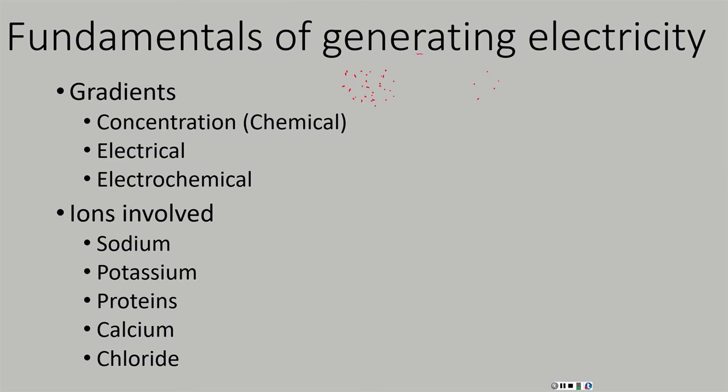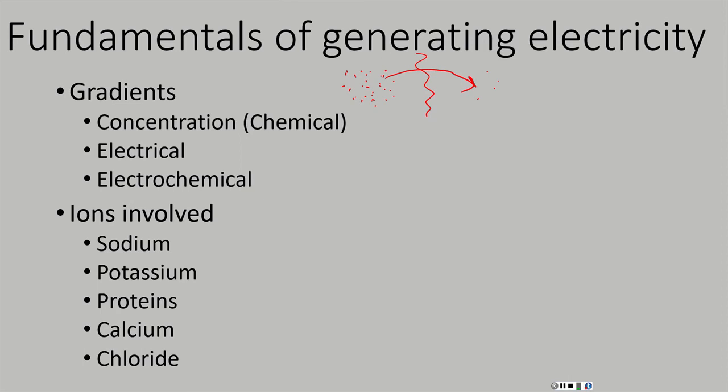Let's put a membrane between them. And let's say this membrane is permeable to the red dots. Well, what's going to happen? Well, remember, everything likes to move from high concentration to low concentration. So red dots are going to move from high to low, down their concentration gradient or their chemical gradient.